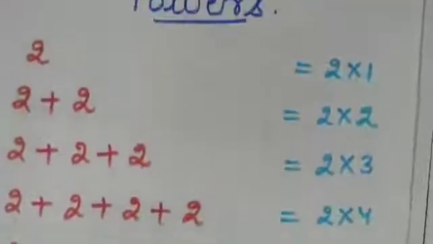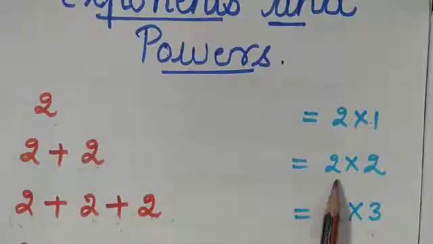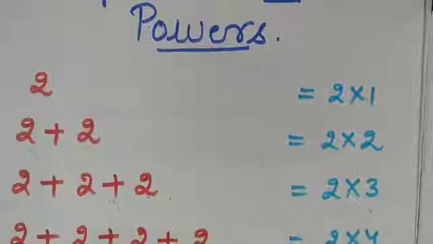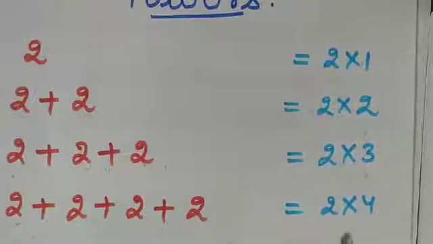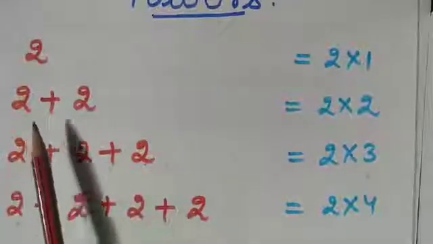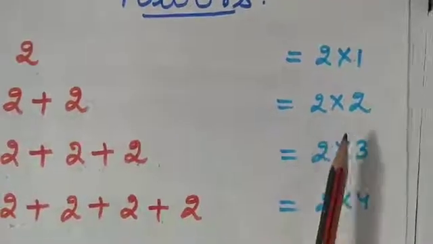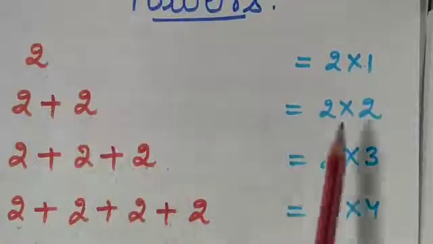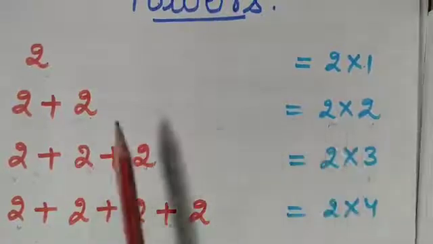Now we know that 2 can be written as 2 into 1. 2 plus 2 can be written as 2 into 2. 2 when added 3 times can be written as 2 into 3. 2 when added 4 times can be written as 2 into 4. Let us consider this one. 2 plus 2 can be written as 2 into 2. How can this be written? Because 2 plus 2 will give you 4, and 2 multiplied by 2 will also give you 4. So they are the same thing.